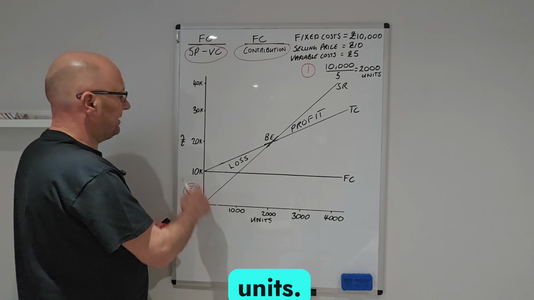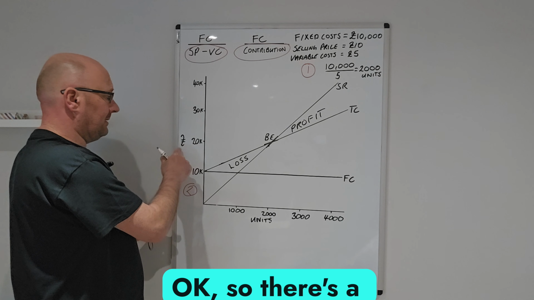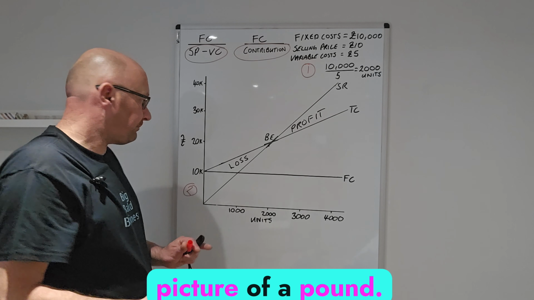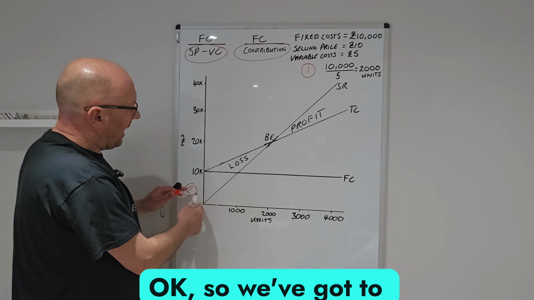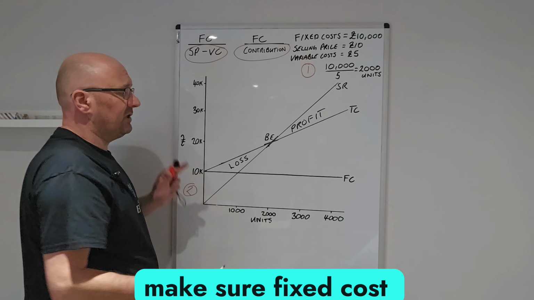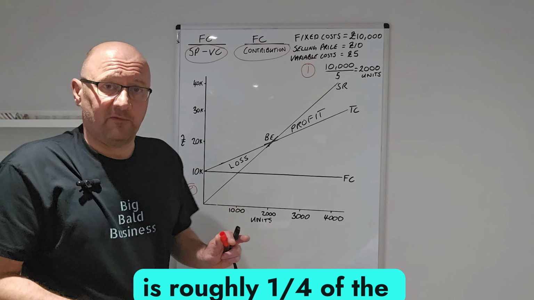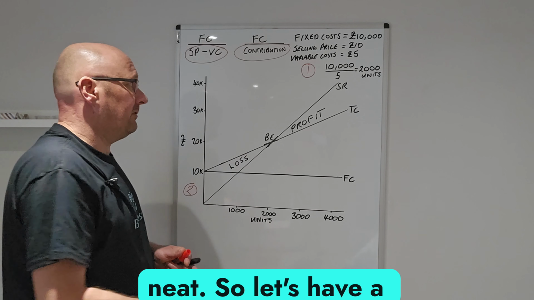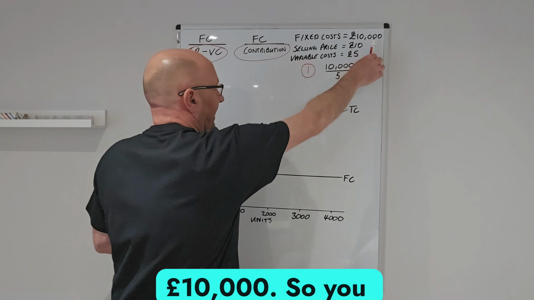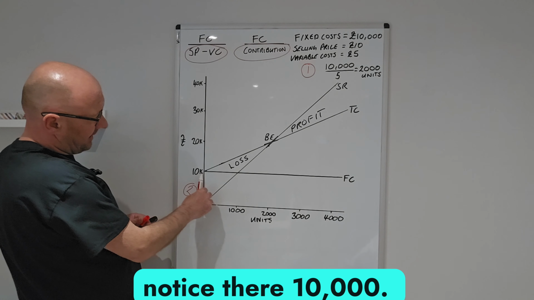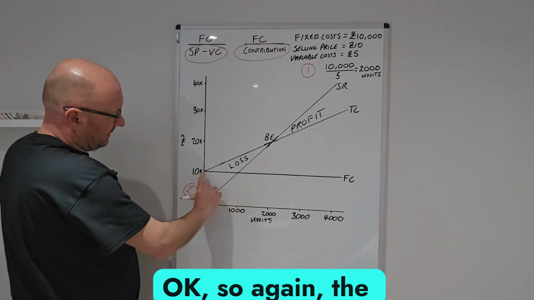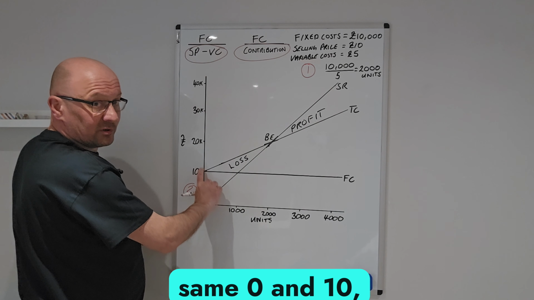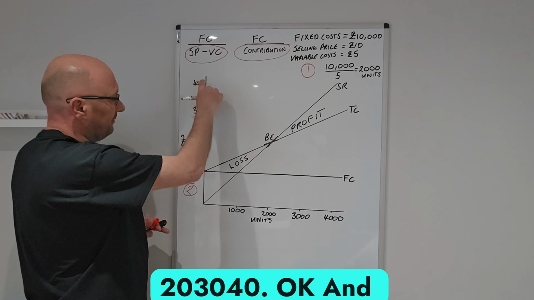So this one here is units, this one up here is all the money stuff. Okay, so there's a picture of a pound. We've got to make sure fixed cost is roughly a quarter of the way up. Again, it makes the chart look really neat. So let's have a look. Our fixed costs are £10,000, so you notice there, 10,000. Again, the gap's got to be the same: 0, 10, 20, 30, 40.